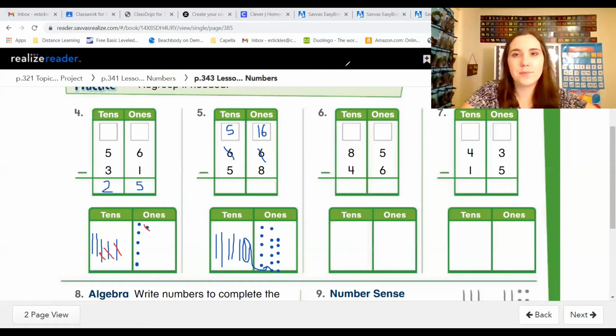Now I can do my subtraction. I have 16 ones and I need to take away 8. So if I cross off 8 ones down here, 1, 2, 3, 4, 5, 6, 7, 8, I have 1, 2, 3, 4, 5, 6, 7, 8 ones left. And then same thing with my tens. I have 5 tens and I need to take away 5. So 1, 2, 3, 4, 5. I have 0 tens left. So my answer is just 8. Now I could write a 0 here just to remind me, but I really don't need to. My answer is just 8 ones.